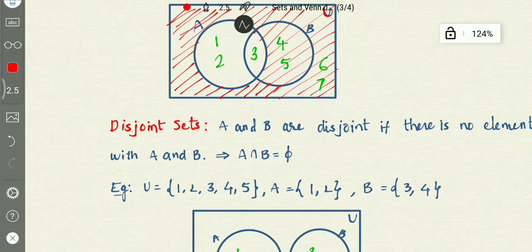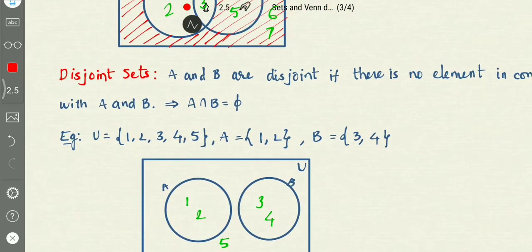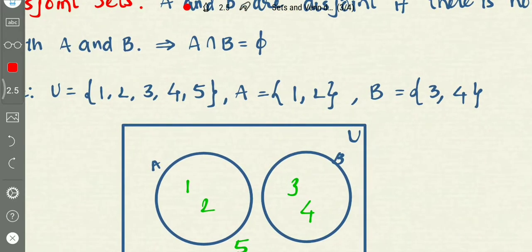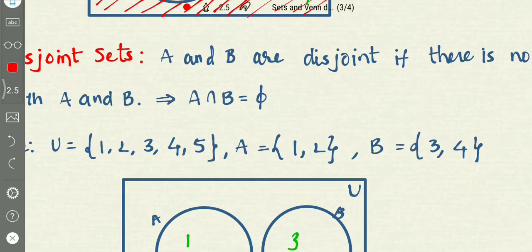Then there is a type of sets known as disjoint sets. We have seen equal sets, equivalent sets, and now let us see disjoint sets. A and B are disjoint if there is no element in common. No element in common with A and B. A is a set having elements, let us say, 1 and 2, and B is a set having elements 3 and 4, and the universal set is 1 2 3 4 5. If you see here, there is no common element present between A and B. So these two sets are said to be disjoint sets. When two sets are disjoint, the intersection of these two sets will be a null set.